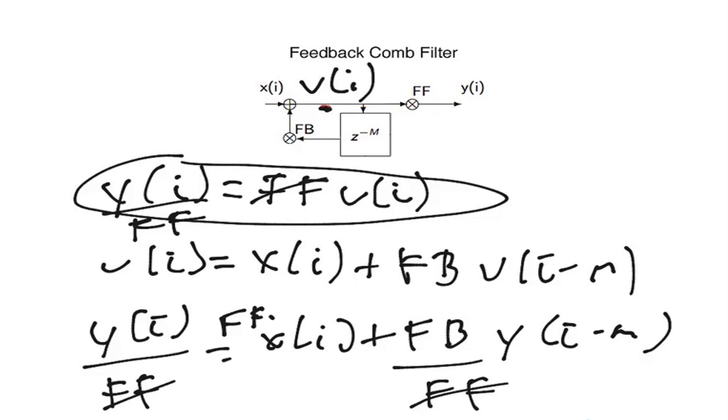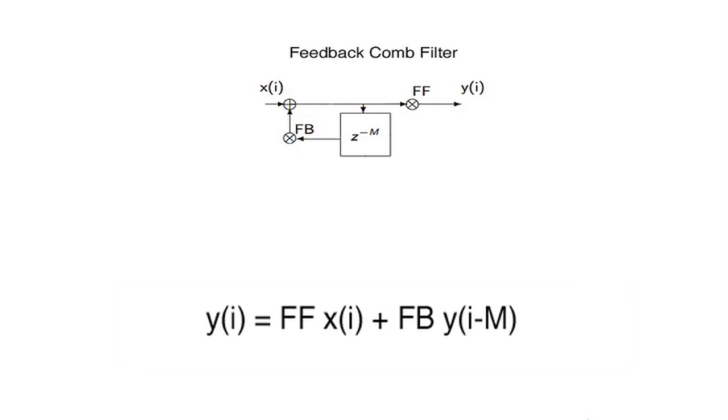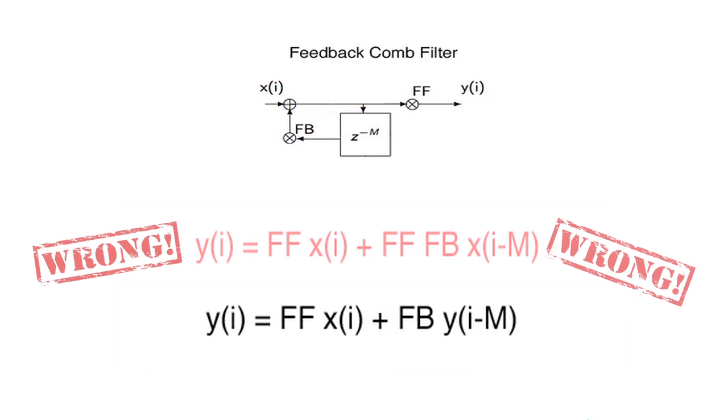So here's the same equation without all the crossouts, and in comparison with the first one derived. So you can see there's a difference. This first one's wrong. So you really have to define these internal variables in order to derive the correct equation.